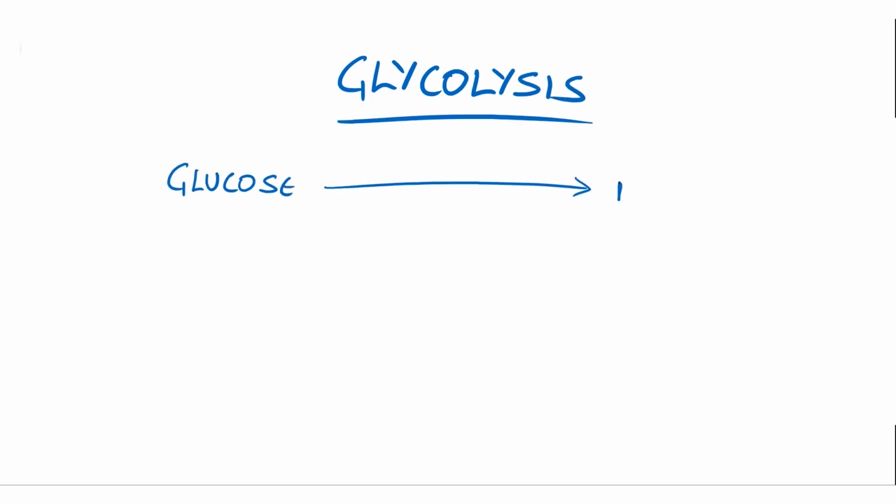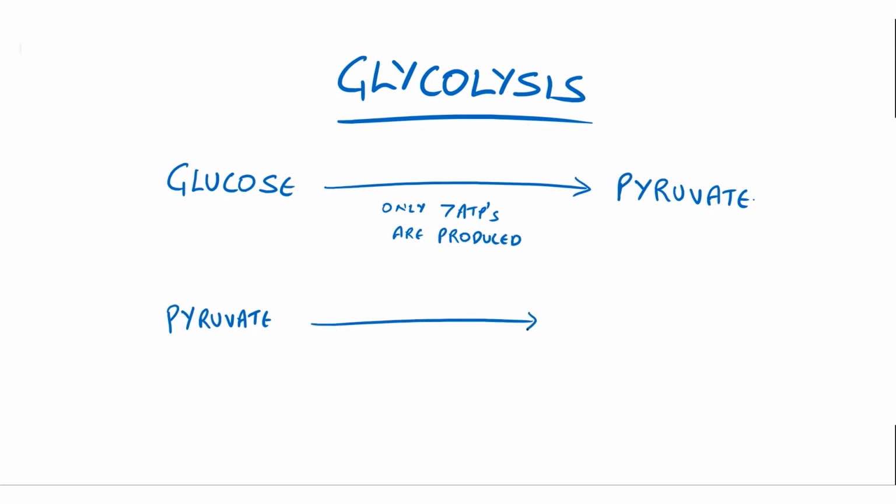Hello, today we'll discuss glycolysis. In this, glucose is converted into pyruvate, but only 7 ATPs are produced. So what next? Now, pyruvate gets converted into acetyl-CoA, which enters the Krebs cycle. But in this video, we'll discuss only glycolysis.